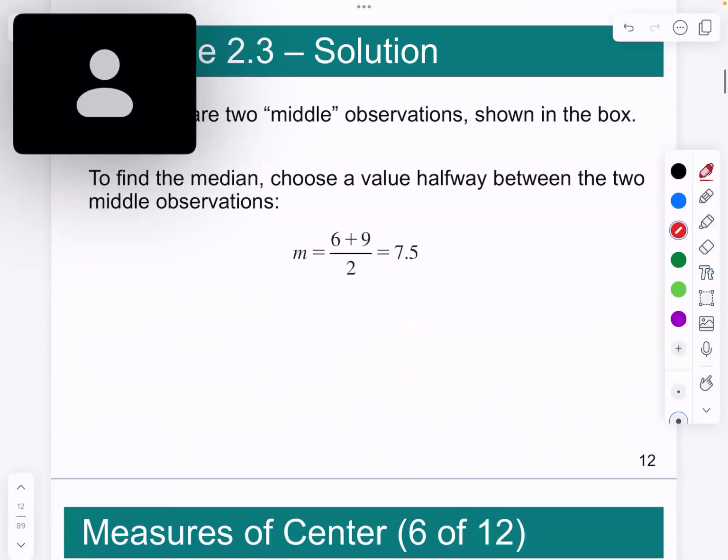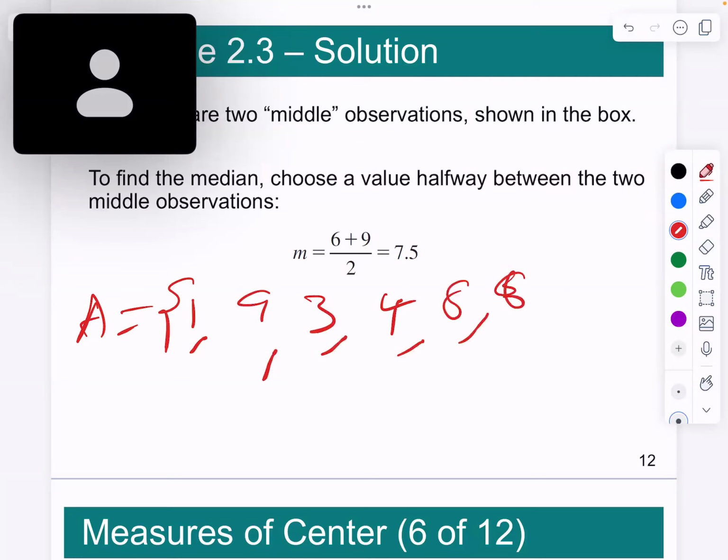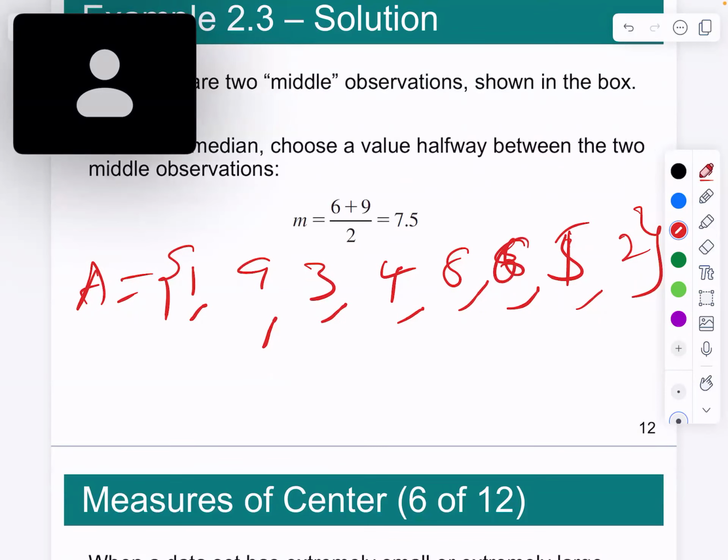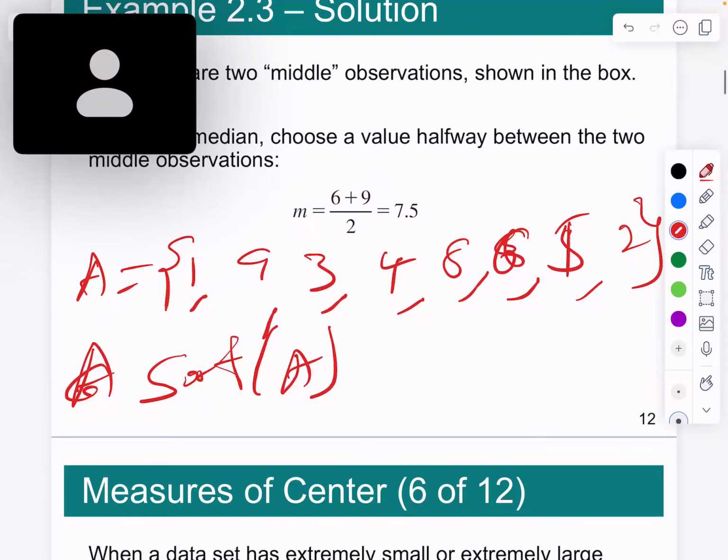Yes, 7.5. Let's have another one: 1, 9, 3, 4, 8, 6, 0, 5. How many do you have here? 2. Can you see that? Now, the first thing you do is sort the numbers. I'm computing the median. When you sort it, it becomes 1, 2, 3, 4, 5, 6, 7, 8, 9. Do you see that? Now, if you count, is it 9? 1, 2, 3, 4, 5, 6, 7, 8. 7 should not be there.